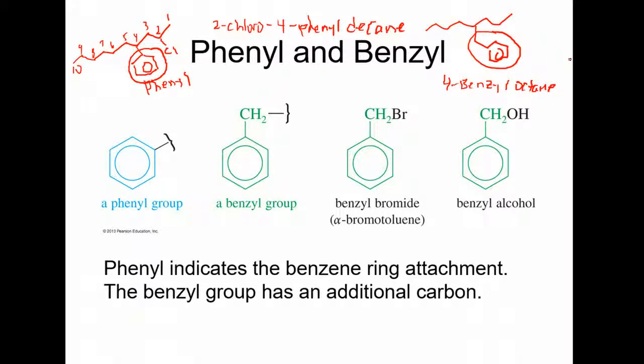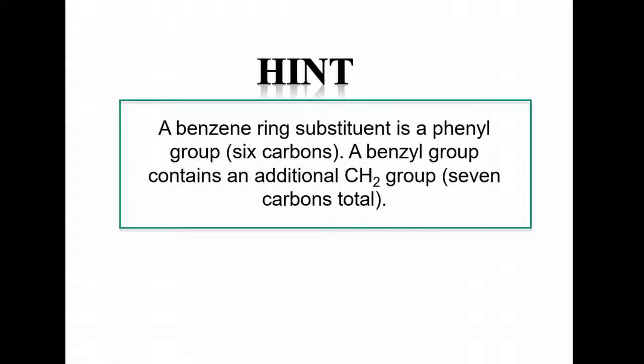Here again, these are kind of common names. Benzyl bromide: your benzyl is the parent, you have a bromine hanging off it, or benzyl alcohol. So phenyl groups and benzyl groups. A benzene ring substituent is a phenyl group. A benzyl group contains an additional CH2.